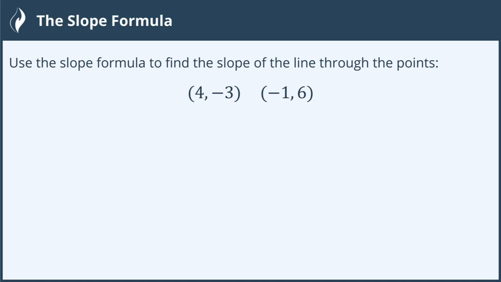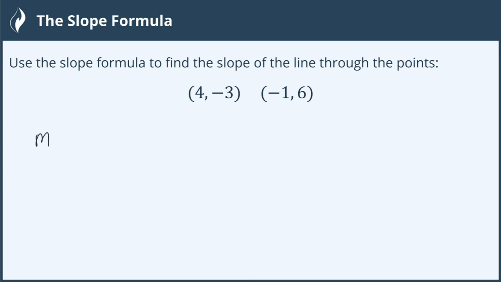In this objective, we are working with the slope formula. The example says use the slope formula to find the slope of the line through the points. And we're given the points (4, -3) and the point (-1, 6). So first, let's start off with the slope formula.